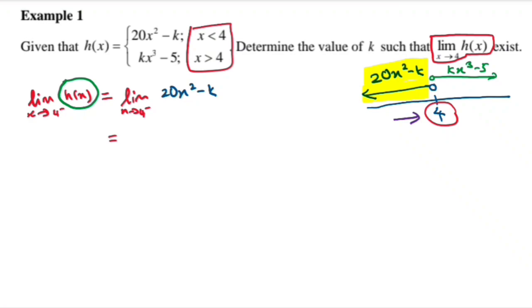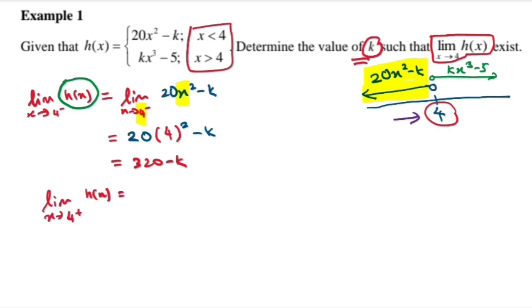After we have substituted h(x) with the function 20x squared minus k, what we have to do next is to substitute the value of x, which is 4, into the x. Notice that whenever we substitute the value x into the function, lim disappears. So there's no lim when we have substituted the value of x. But if there is still x, then there is still lim. Now, just simplify this. We want to determine the value of k.